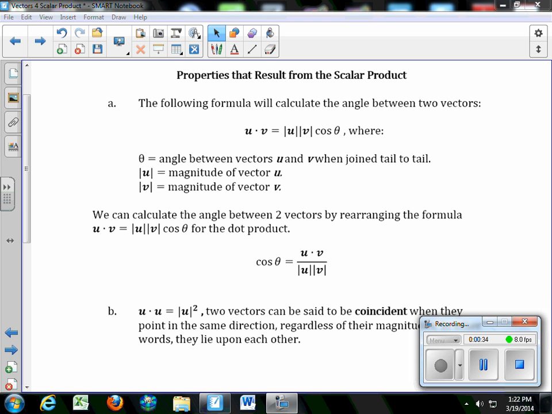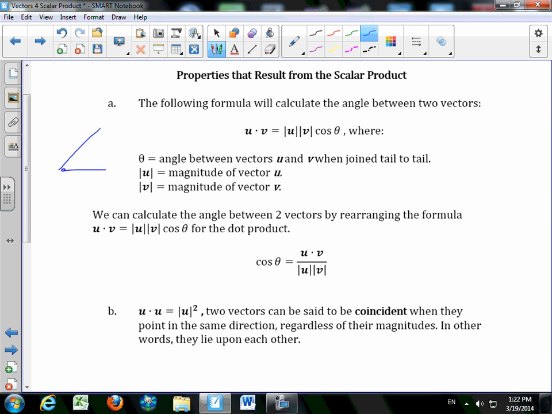So the theta is the angle between vectors u and v when joined tail to tail. That would be if you have two vectors going in this direction. So this is u and this is v. They're joined tail to tail. So what you would be calculating is that angle between them. Okay, and then the absolute value of u is the magnitude of vector u, and that again is when we apply Pythagoras. Once we do some examples, it should refresh your memory. And then the absolute value of v is the magnitude of vector v.